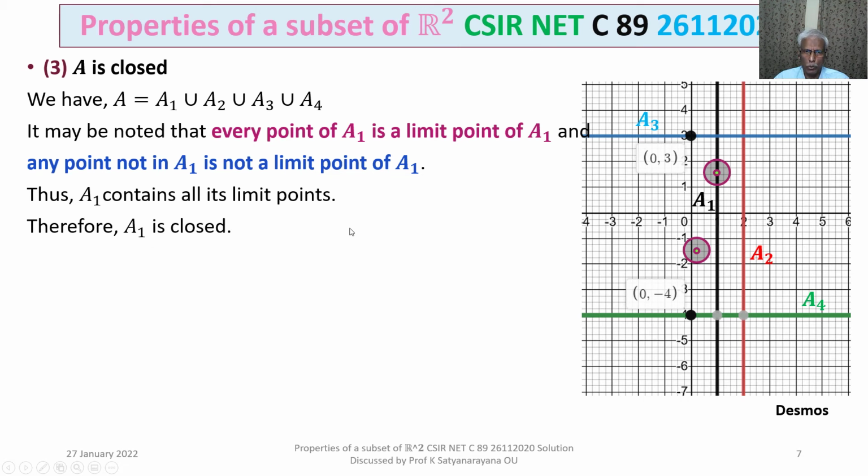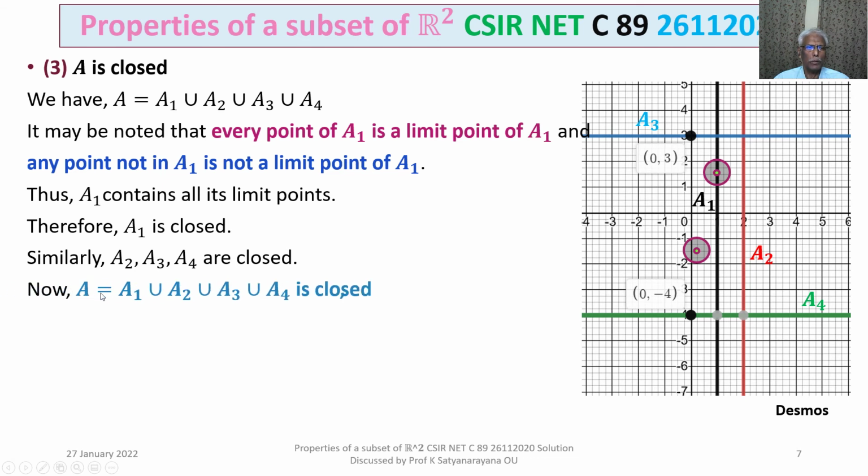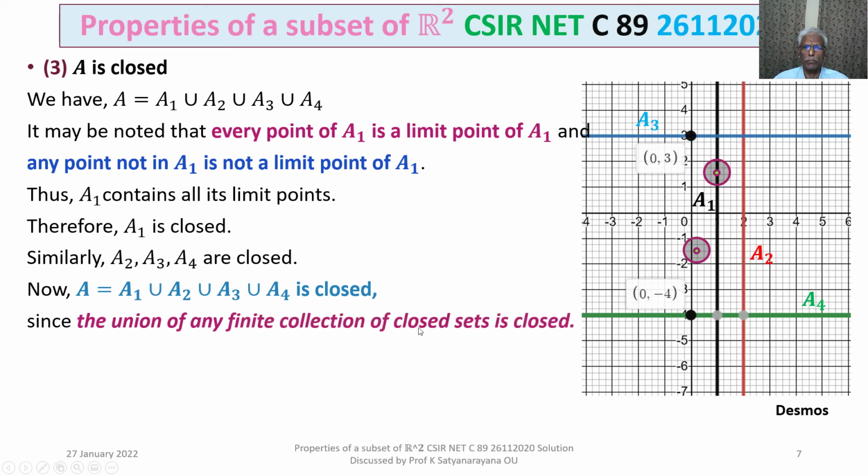Therefore, A1 is closed. By a similar argument, you can also say A2, A3, A4 are closed. And A1 union A2 union A3 union A4 is also closed, because the union of a finite number of closed sets is closed, and hence A is closed. Now, A equal to A1 union A2 union A3 union A4 is closed. Why? Because the union of any finite collection of closed sets is closed. The option 3 is true.